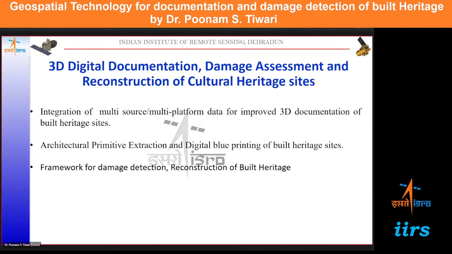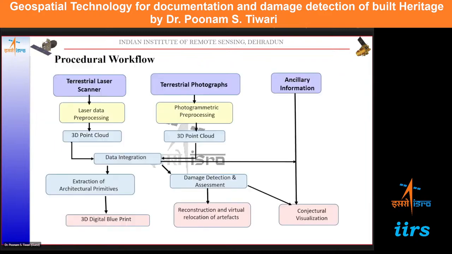So what we will be doing is integrating the multi-source, multi-platform data so as to get an improved 3D documentation of the site. Then we will do the digital blueprinting of the built heritage site, but prior to that we will create architectural primitives, using which we will create the digital blueprint, and then we will discuss the damage detection and reconstruction of built heritage. This is the procedural workflow that we have followed.